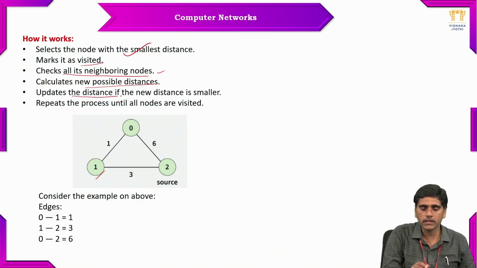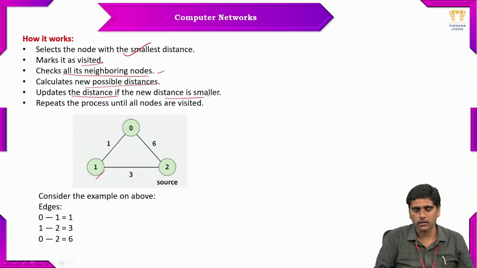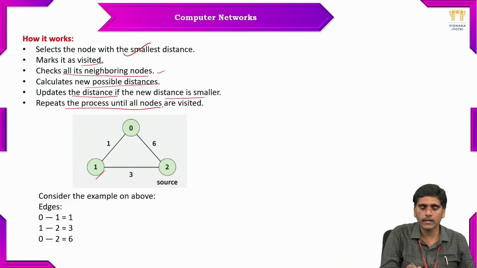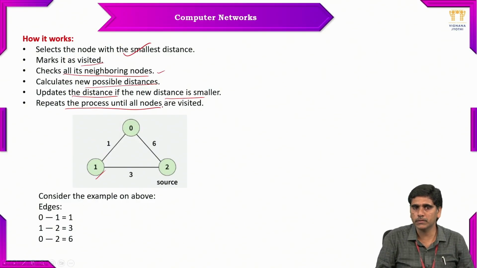And update the distance. If the old distance is smaller, keep it like that. But if your new distance is smaller, then update the new distance in the distance vector. And repeat the process until all nodes are visited.